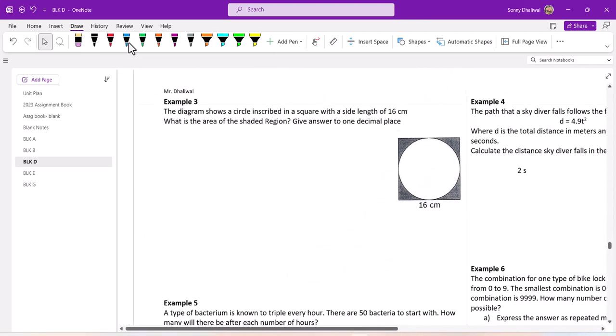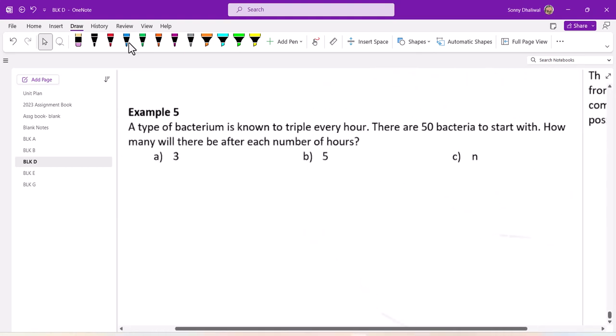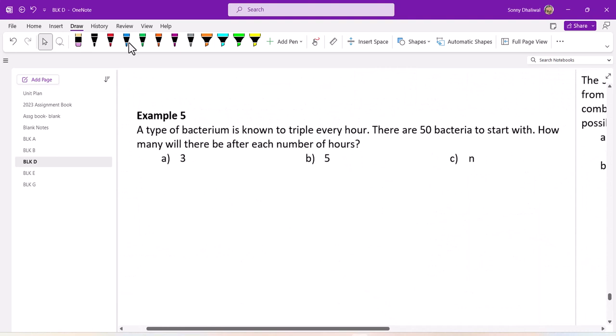Okay. Let's skip around here. Let's go to the back page, and I'm going to skip around the back page. Okay. So let's go to example 5, bottom left-hand corner first.